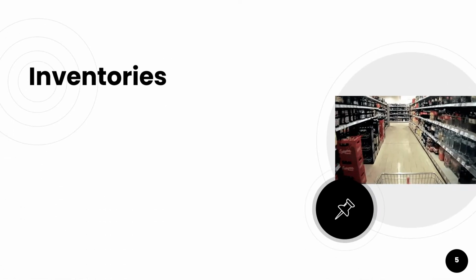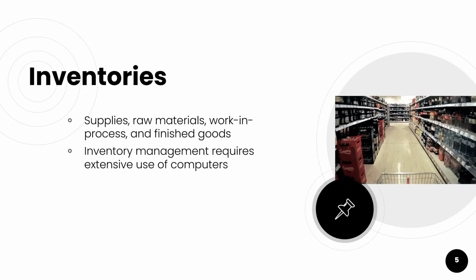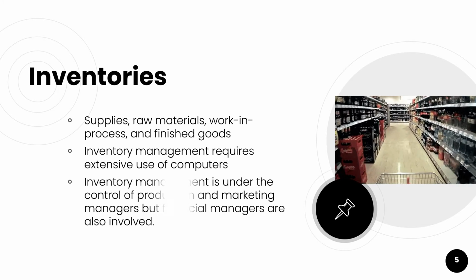Inventories are composed of supplies, raw materials, work in process, and finished goods. Inventory management requires extensive use of computers for many purposes. Examples are to keep track of inventory, set reorder points, report turnover of items, even suggest a price cut if an item is slow moving. Inventory management is under the control of production and marketing managers.